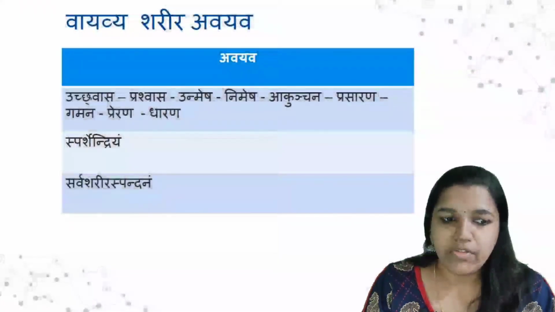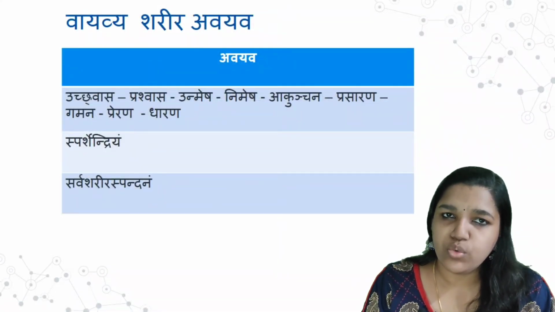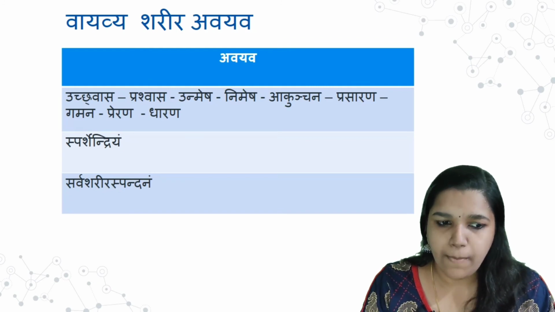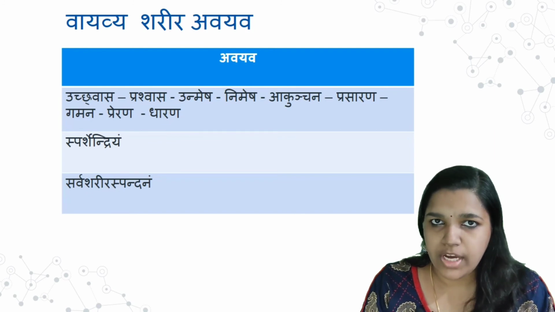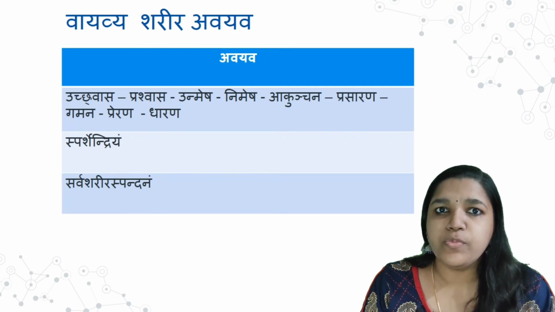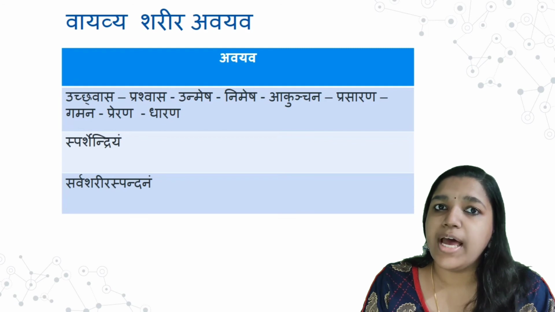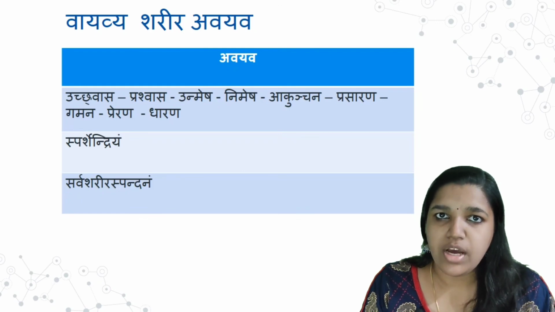So the functions performed by these Avayavas are Uchvasa, Prashvasa, Unmesha, Nimesha, Akunchana, Prasarana, Gamana, Prerana and Dharana. And also Sparshanendriya is considered to be the Vayavya Sharira Avayava, because Sparsha is the Vishesha Guna of Vayu Mahabhuta, and Sparshanendriya or the Tvak perceives the Sparsha. So it is also considered to be Vayavya Avayava.